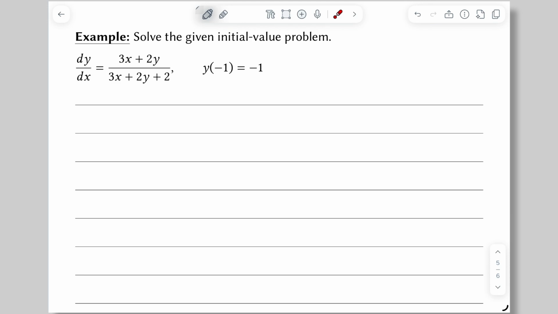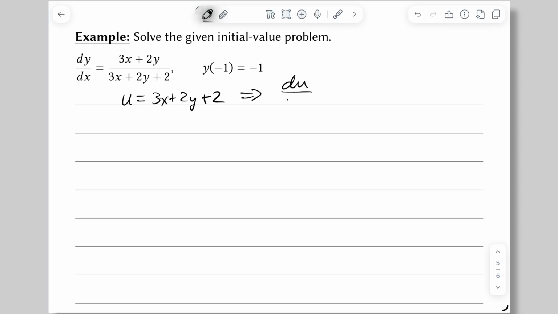We have an initial value problem here. dy/dx is equal to the fraction (3x + 2y) over (3x + 2y + 2). Initial condition, y(-1) = -1. We'll use the substitution u = 3x + 2y + 2. And since we're eventually going to replace the derivative dy/dx, we need the derivative.